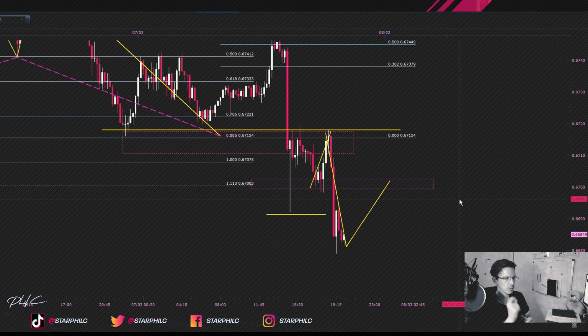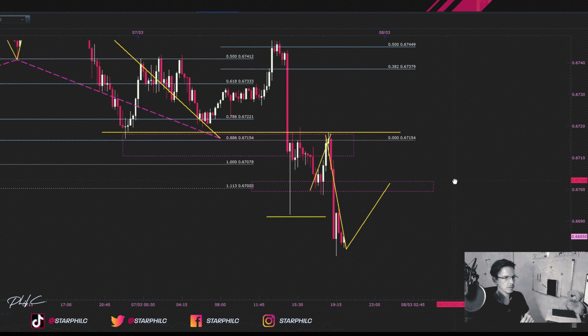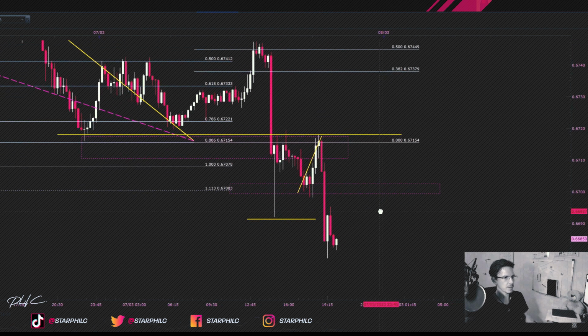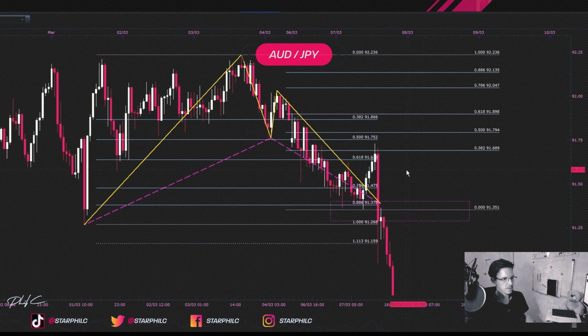And that's exactly what we're going to do on the Aussie dollar. If something develops from here, we keep an eye on it, we keep watching it. If something develops from here, then we will get involved when we can. Aussie yen is the same thing.